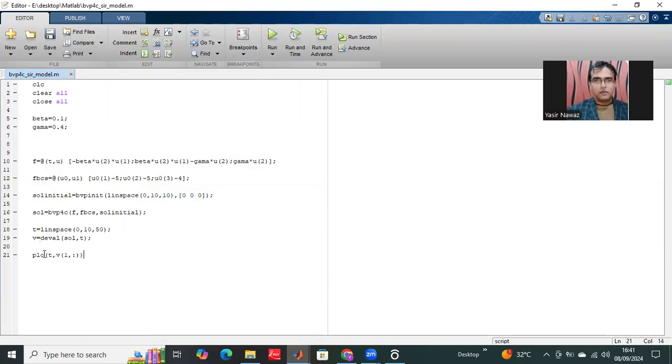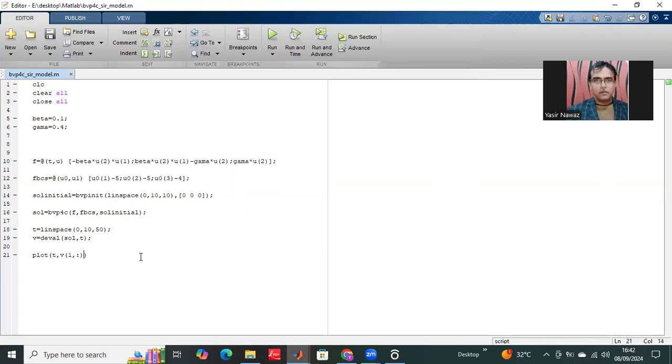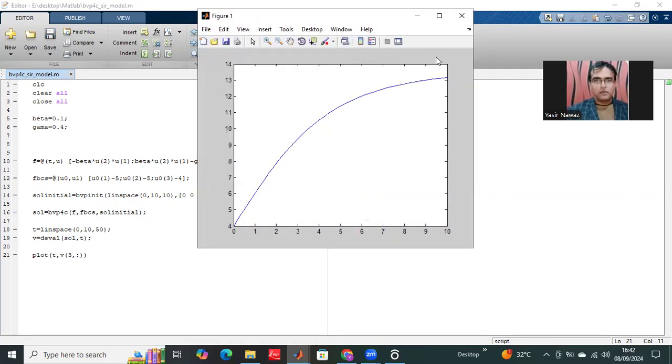So this is the solution. These are the susceptibles. Similarly, I can find the solution for the infected. If I run this for the infected, it would look like this. And for the recovered, I would have this kind of curve.